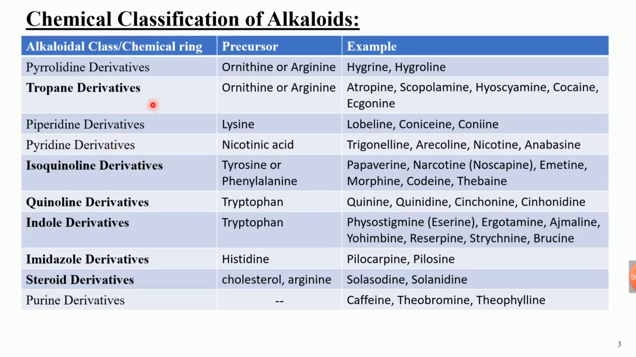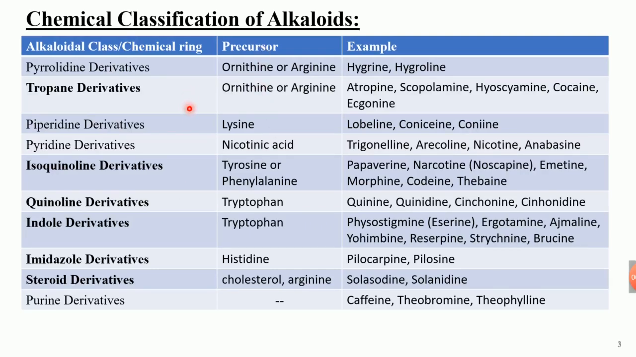So next is the chemical classification of alkaloids. Alkaloids have a ring structure, and based on which type of ring is present in the alkaloid, they are chemically classified into 7 to 8 classes. First is pyrrolidine. These are the ring structures. This derivative or this class is based on the ring which is present in the structure of the alkaloid.